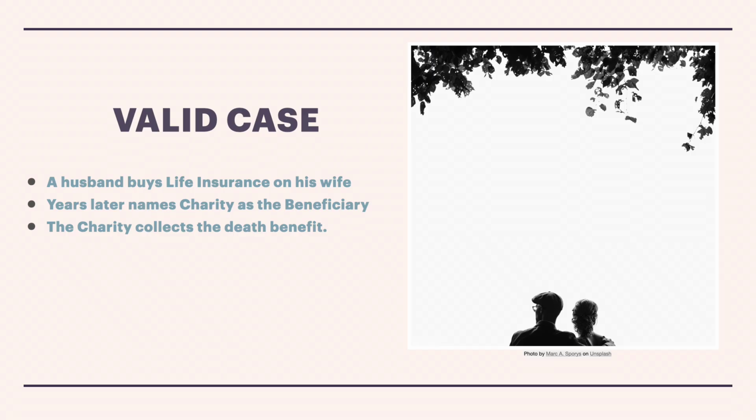Okay, let's break down a real world example of how life insurance can be used for charitable giving while still following the rules of insurable interest. Let's say John and Sarah are a married couple. John buys a life insurance policy on Sarah because, as her spouse, he has an insurable interest in her life. If she were to pass away, John would experience a financial and emotional loss. So the insurance company approves the policy.